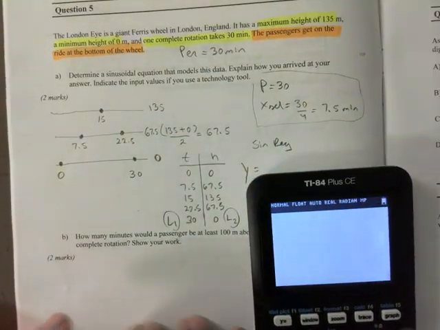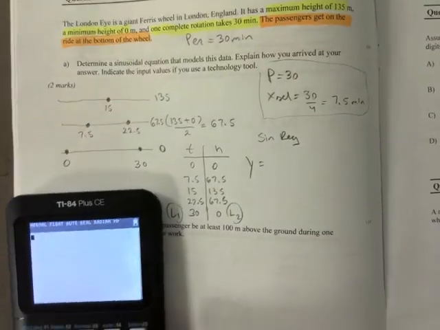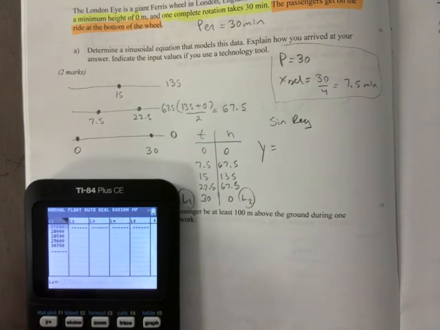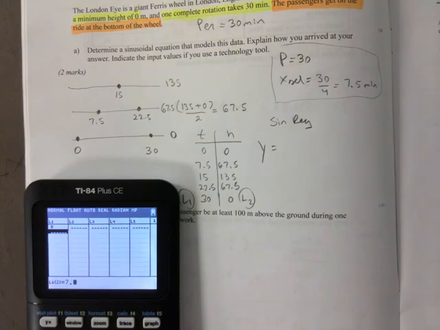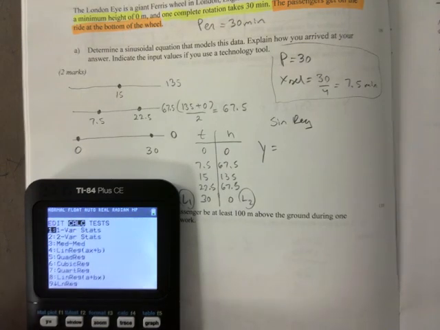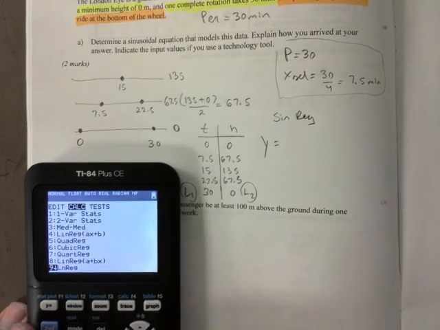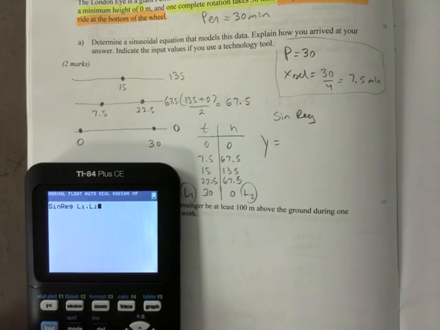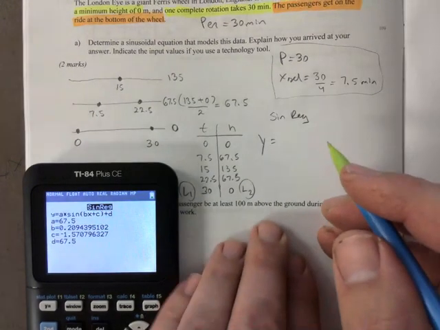And I'm doing this in real time so that you know kind of how long to take for this, right? So 0, 7.5, 15, 67.5. There we go. Sinusoidal regression, sin reg. Go through the motions. There you go.